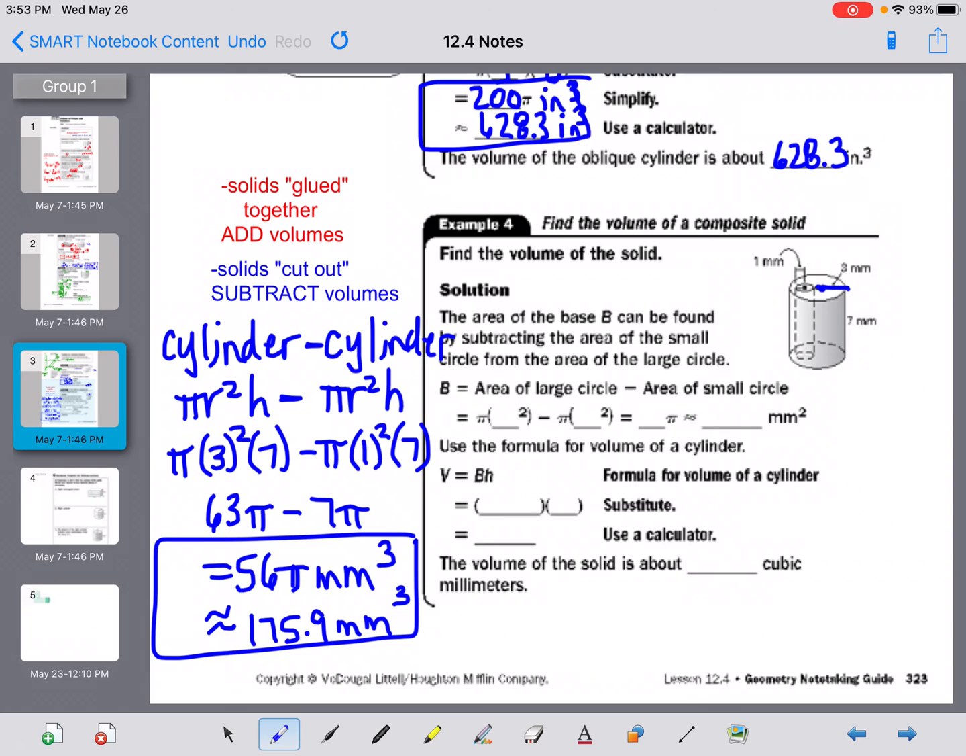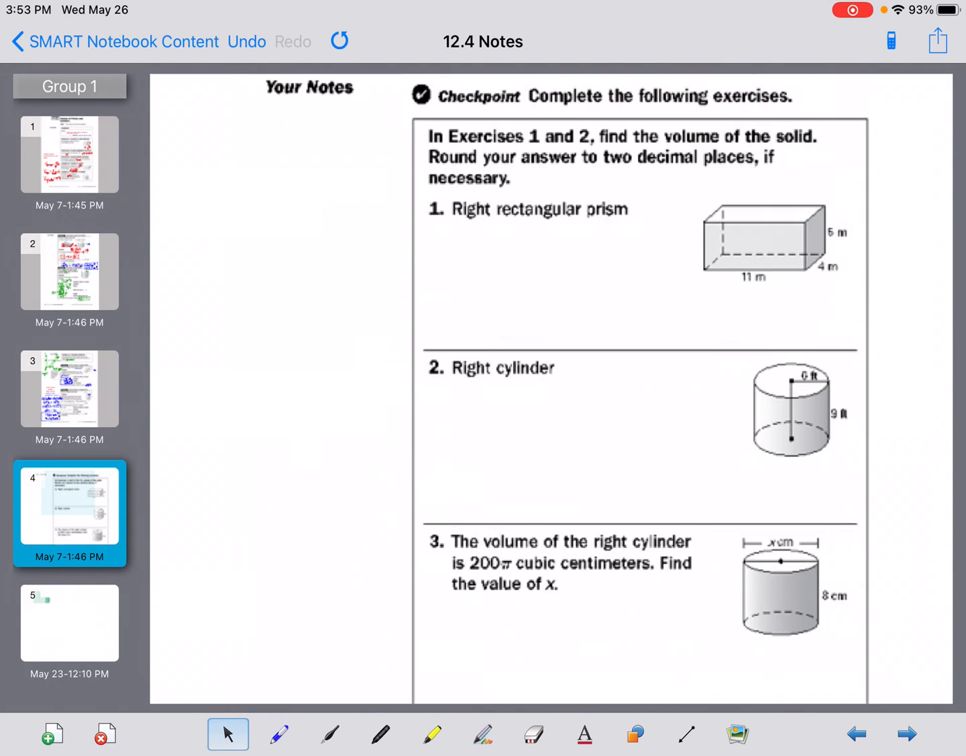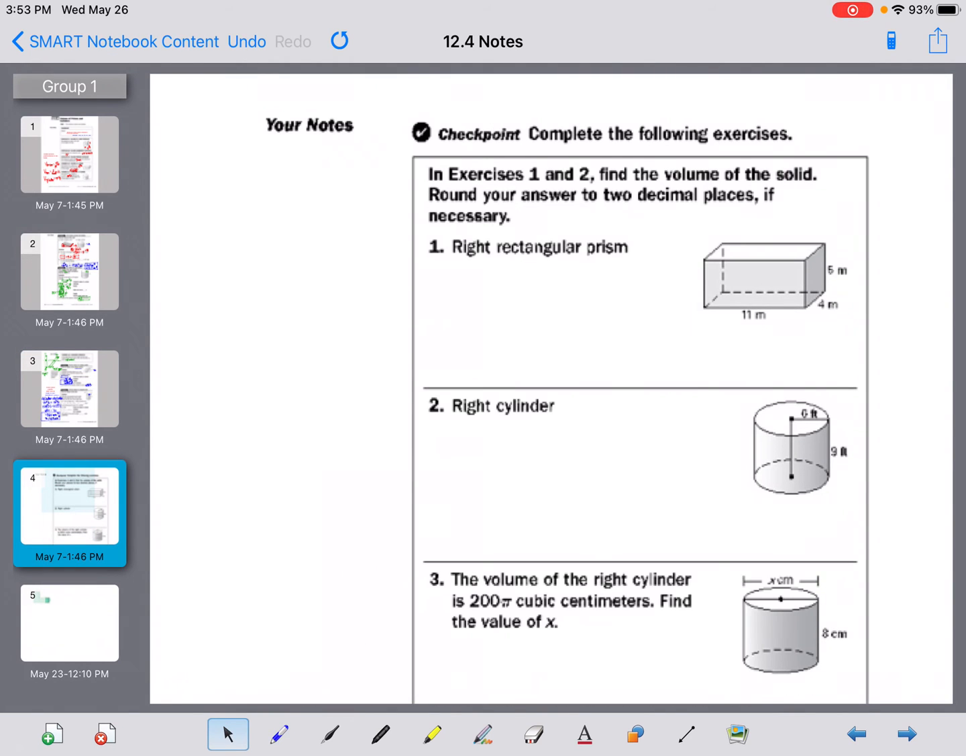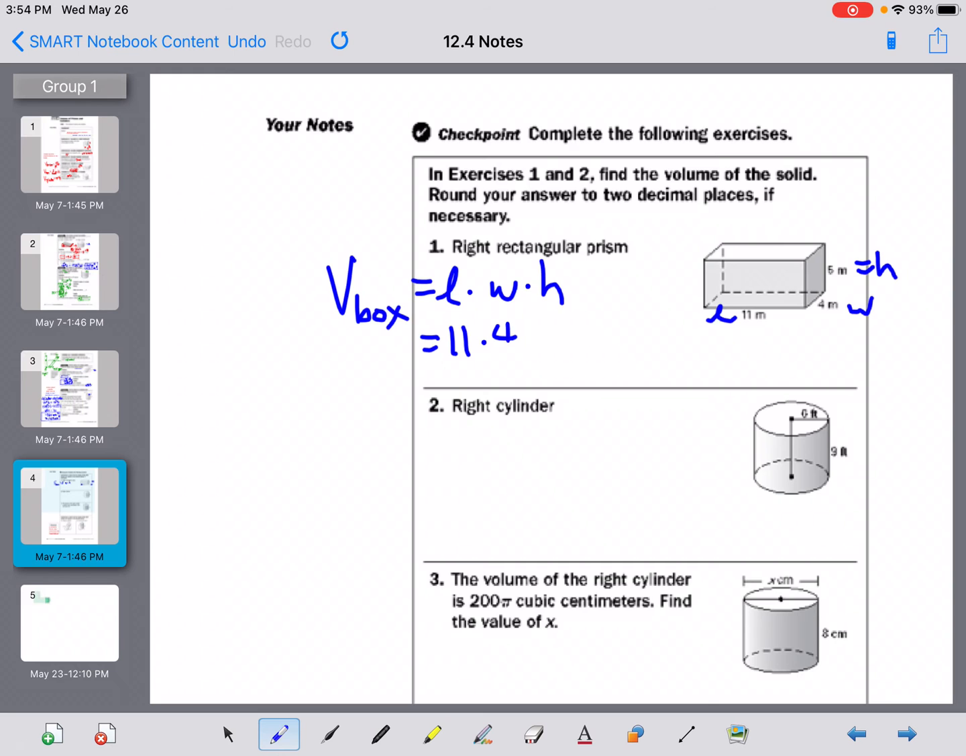All right, let's try some more examples. Right here I have a rectangular prism. It's a box, okay? Volume of box, I like length times width times height, okay? You can do big B times H, it's gonna work. If I call this one my length, this one my width, and this one my height, I'm gonna do 11 times 4 times 5, and I'm going to get 220 meters cubed, okay?